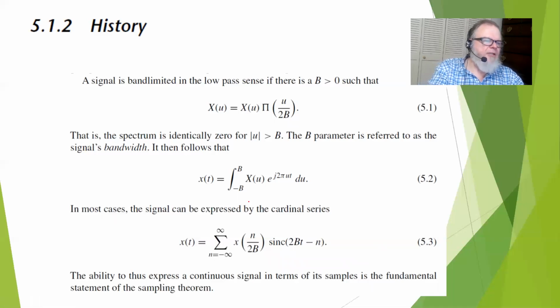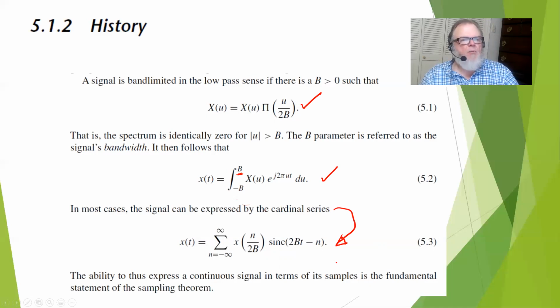So here we have it. Here is, again, the history. This is the definition of the band-limited signal that we just talked about. Here is the inverse Fourier transform for a signal which is band-limited with bandwidth B. And then from this follows the cardinal series. And that is kind of the history. Now we want to fill in some of these gaps and show how the cardinal series emerges from the concept of being band-limited.